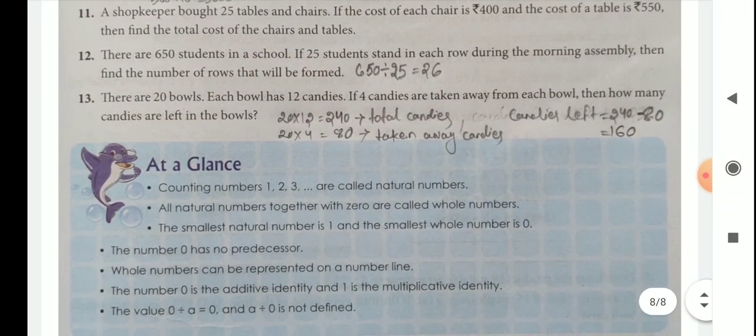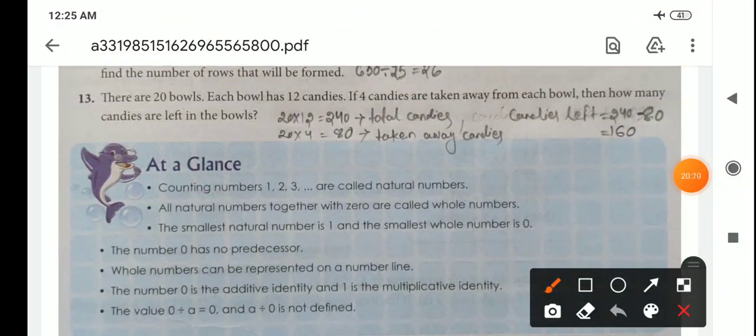Then comes to 13 number. There are 20 vowels. Each vowel has 12 candies. If 4 candies are taken away from each vowel, then how many candies are left in the vowel? So first what you do? Total vowels 20 and each vowel has 12 candies. So you first find out how many candies are there. So total candies we get 240.